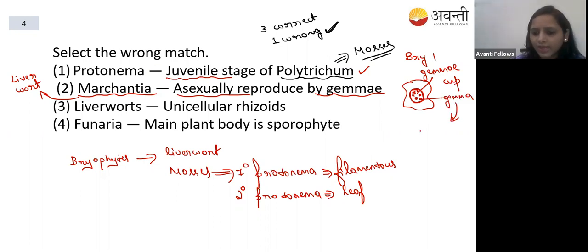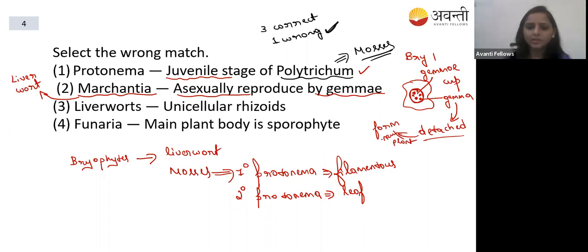This gemma will be detached from the parent, and wherever it goes, it will form a new plant. So that is also correct: in Marchantia, we can see asexual reproduction by gemmae. Then go to the third one.